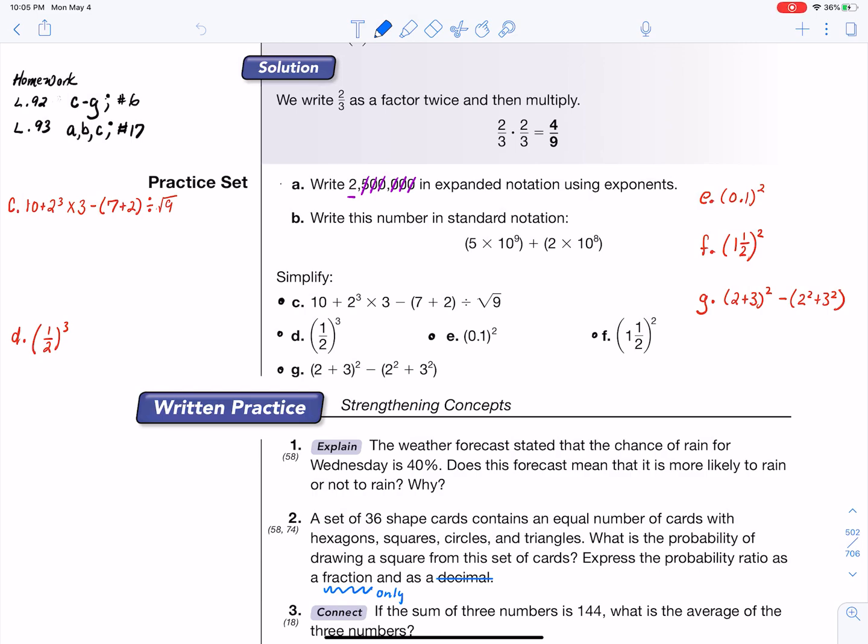Hi, this is the answer key for lessons 92 and 93. You'll see that I have some problems marked in red. Those are the ones we're going to do on this set. And again, we're starting with lesson 92.